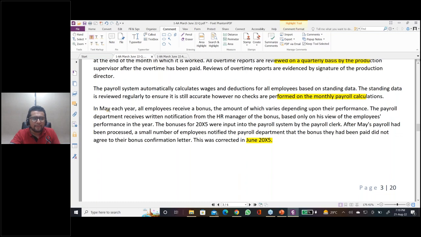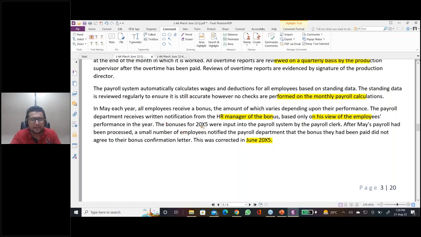We need a total of 5. In May each year, all employees receive a bonus, the amount of which varies depending upon their performance. The payroll department receives written notification from the HR manager of the bonus based on his view of employee performance. Oh, well, that's not cool. The bonus should be based upon company policy according to certain criteria, not purely on one person's judgment. He could be awarding extraordinary bonuses to certain employees and not paying good enough bonuses to others, which leads to loss of employee goodwill. So that's the fourth deficiency.